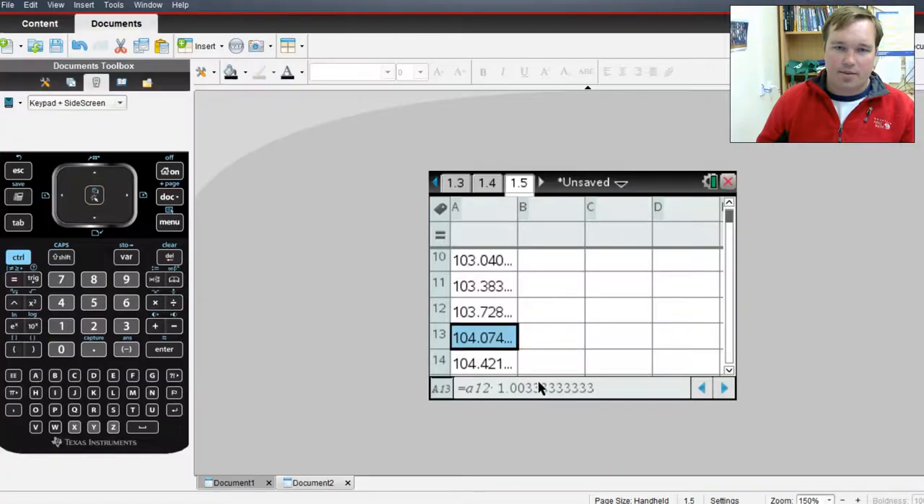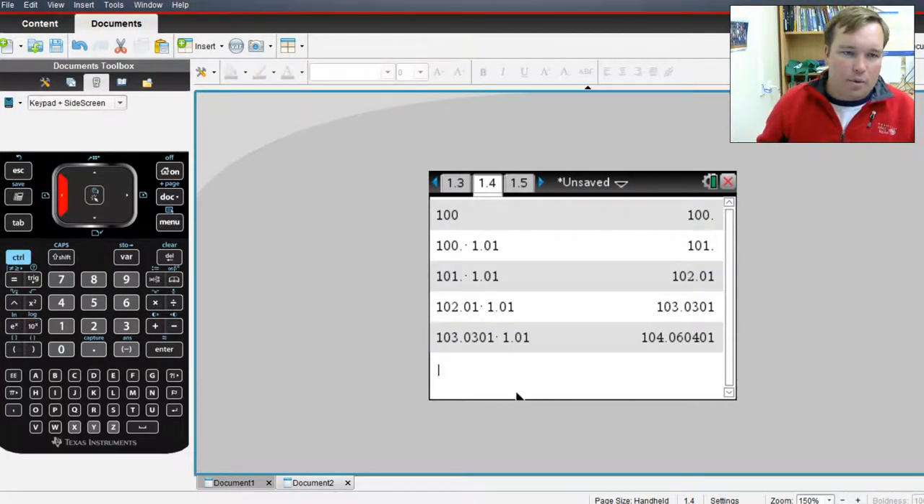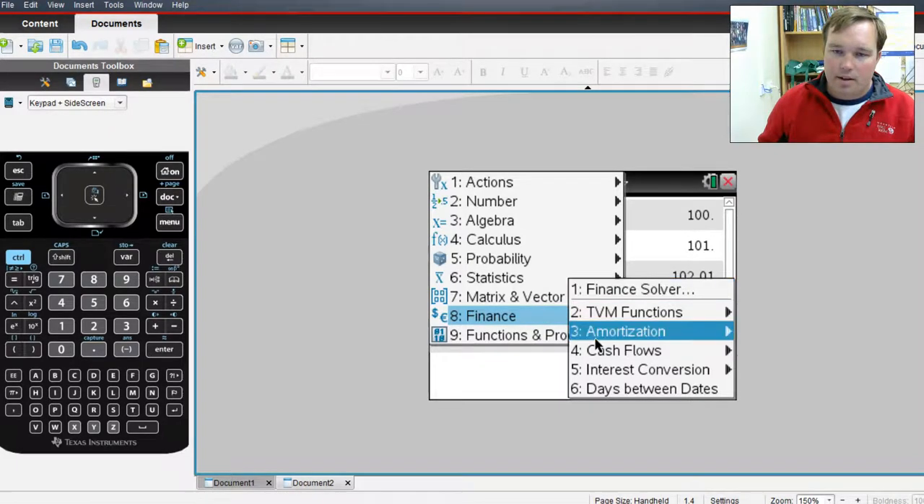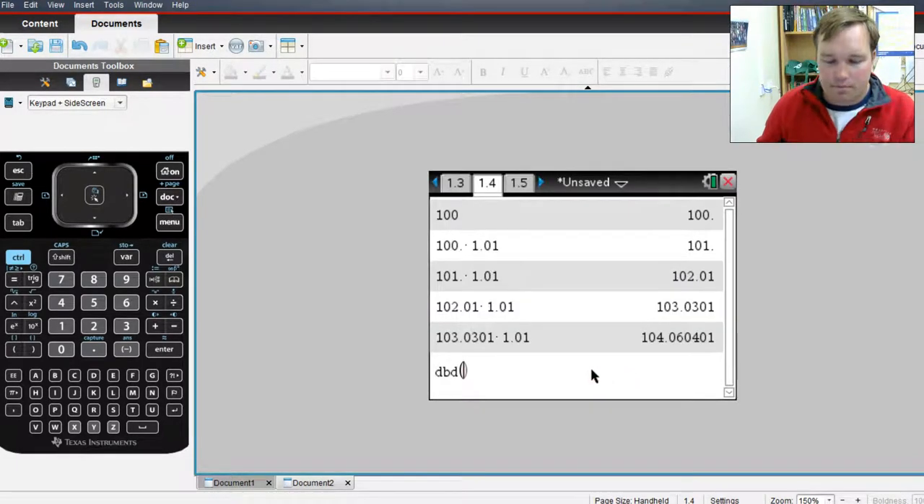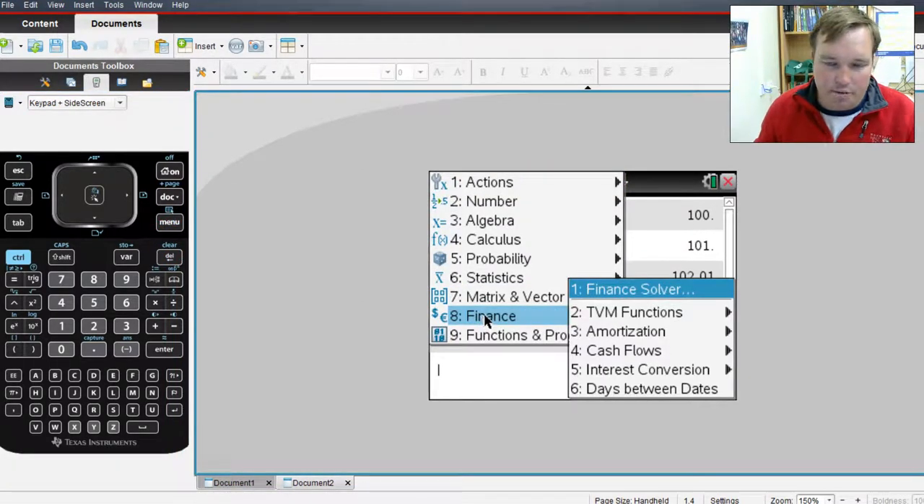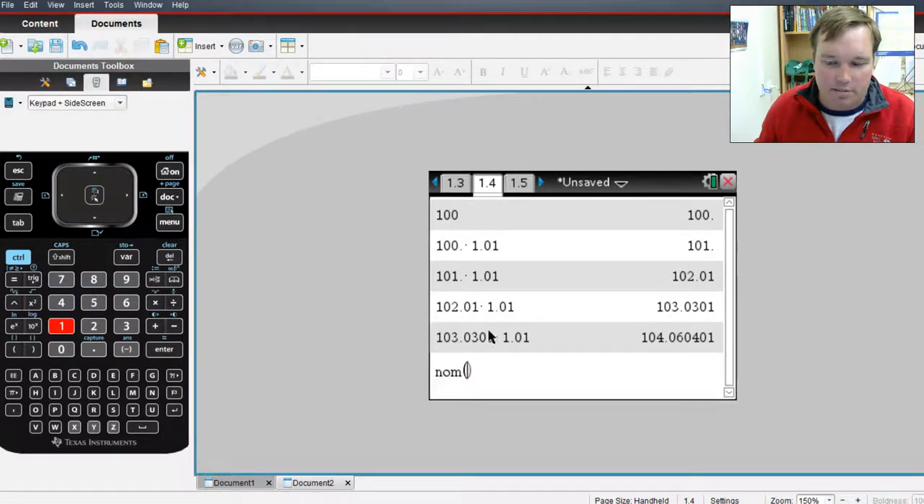So using the CAS, you go to run mode, and then go menu, finance, interest conversion. That's annoying. Menu, finance, interest conversion, effective rate. We want to find the effective rate. We'll just type in EFF.